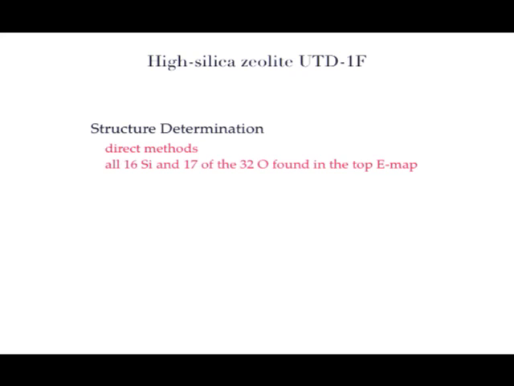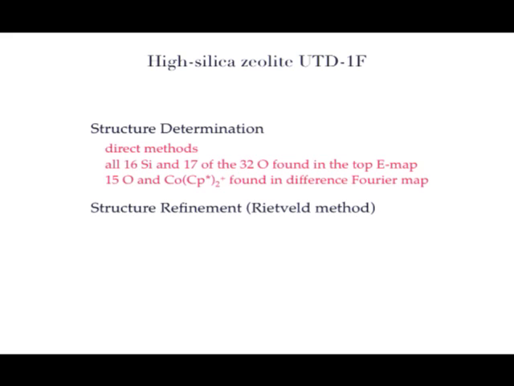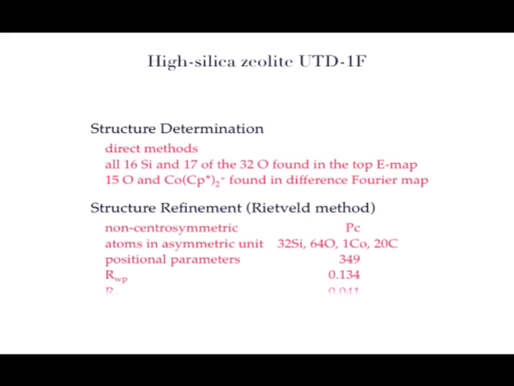So we could use the direct method, and all the 16 silicon atoms and about half of the oxygens of the framework could be found in the best E-map. And the rest was then located using difference Fourier. And the Rietveld refinement actually had to be done in the asymmetric space group, and so there were actually 32 silicons in the asymmetric unit, and so about 350 parameters for the refinement.